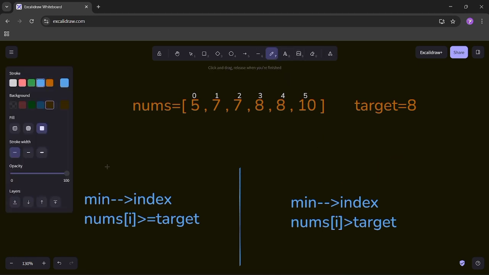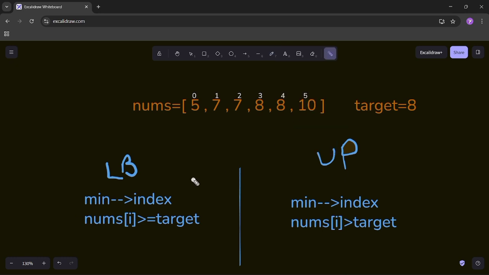So this case is for lower bound, and this case is for upper bound. Basically, lower bound is the minimum index where nums[i] is greater than or equal to target, and upper bound is the minimum index where nums[i] is greater than target. Do you see the difference? Here we have greater than or equal to, and here we have greater than.